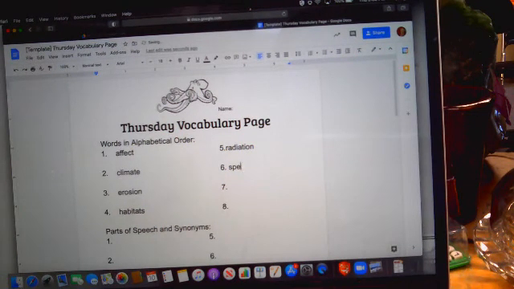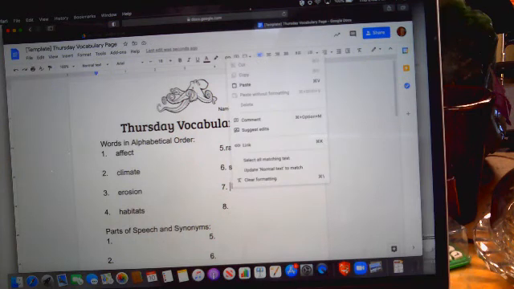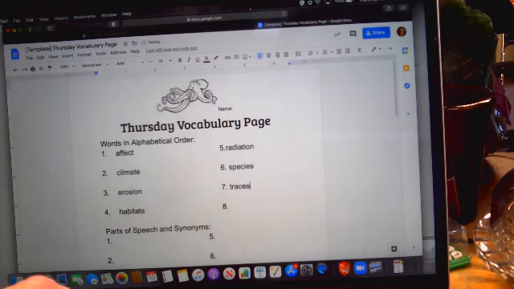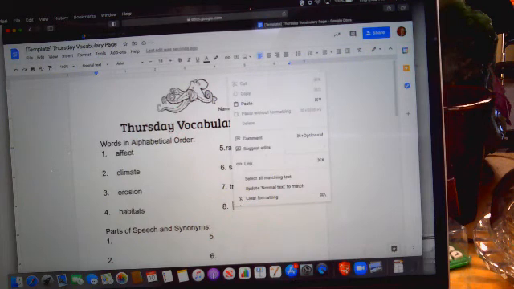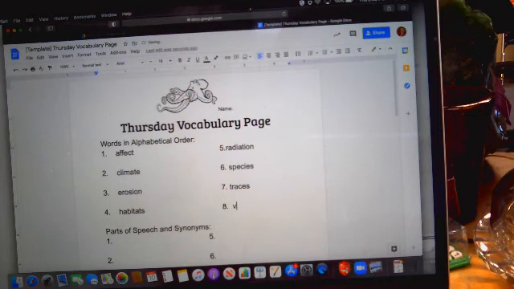Species. Oops. I have to spell it right, Karen. Species. And then we have traces. And then we have vast. And sorry, this keeps the cameras in the way of me typing. So let's sing our alphabet song. A, B, C, D, E, F, G, H, I, J, K, L, M, N, O, P, Q, R, S, T, U, V. So it looks pretty good so far.